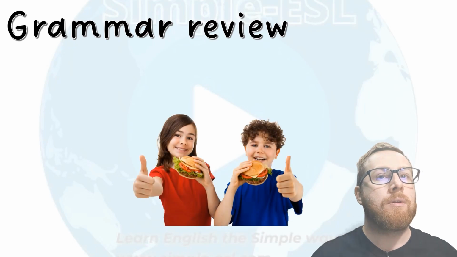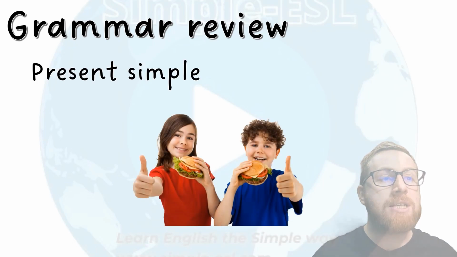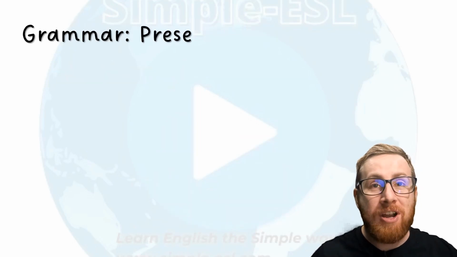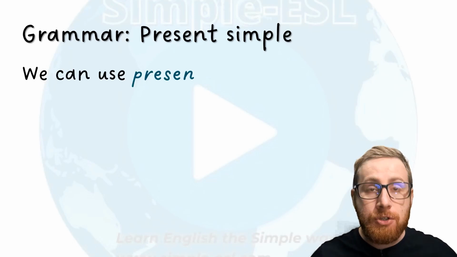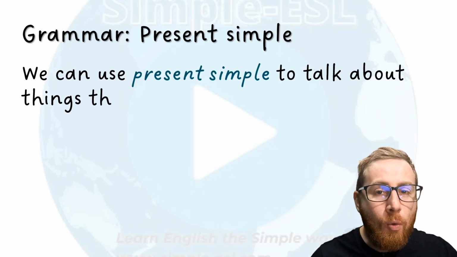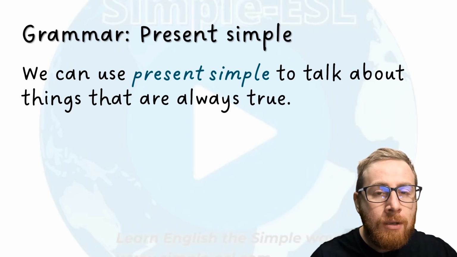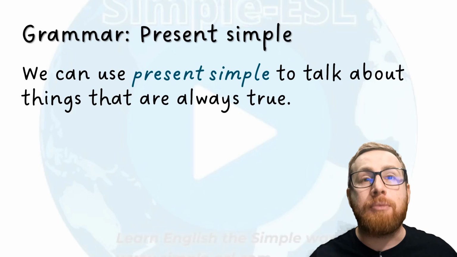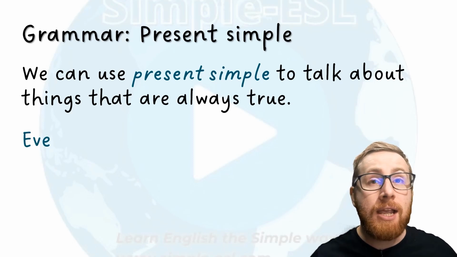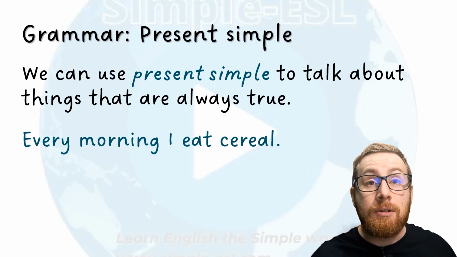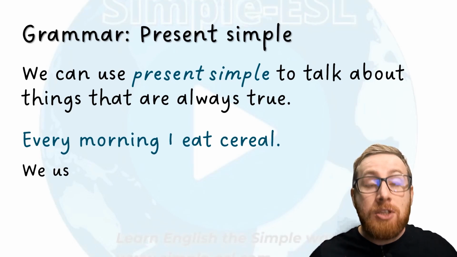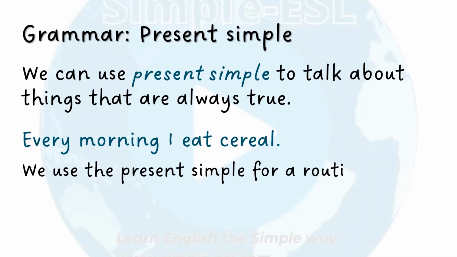Grammar review. We're going to take a look at present simple tense. So, what is the present simple? Well, we can use the present simple to talk about things that are always true. So, for example, every morning I eat breakfast. Every morning I eat cereal. So we're using the present simple for a routine.